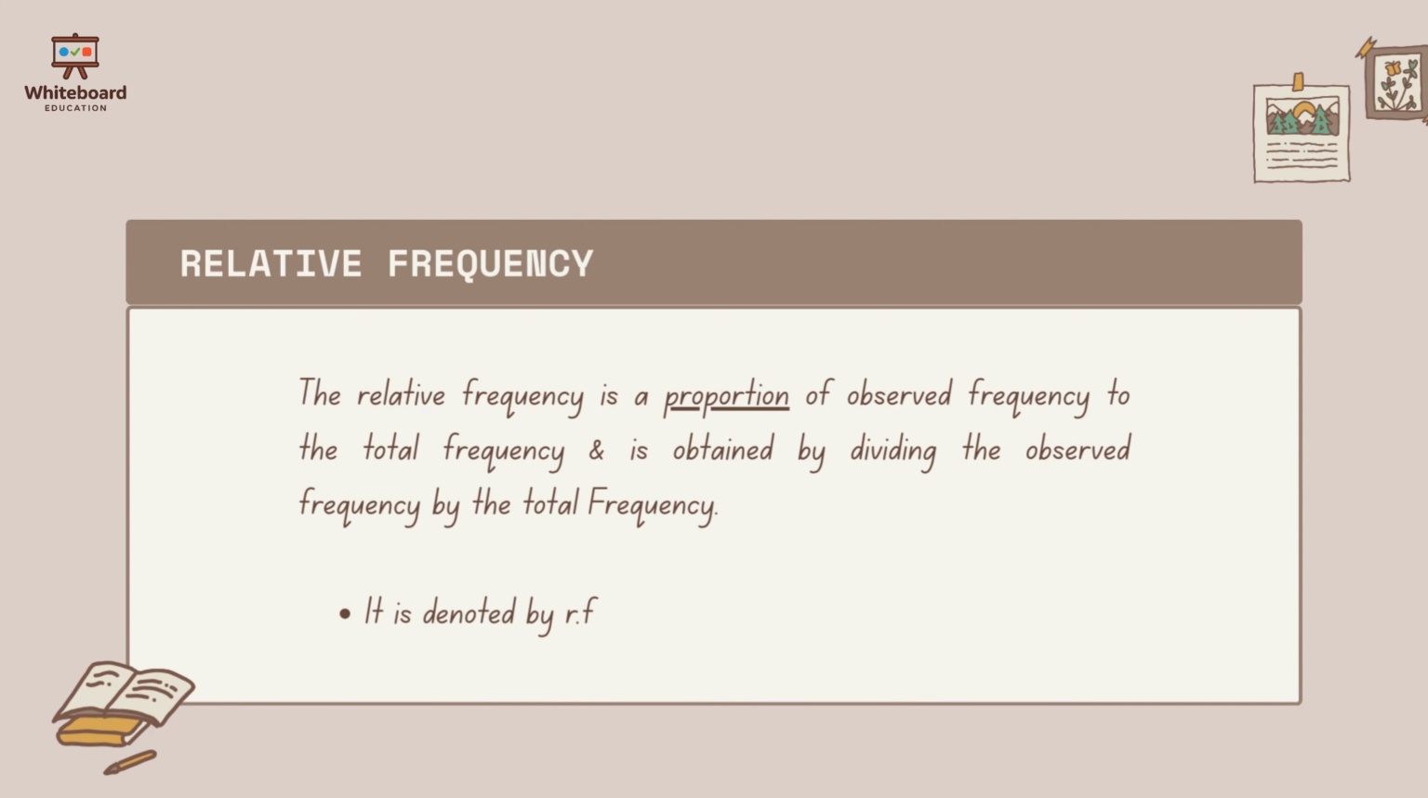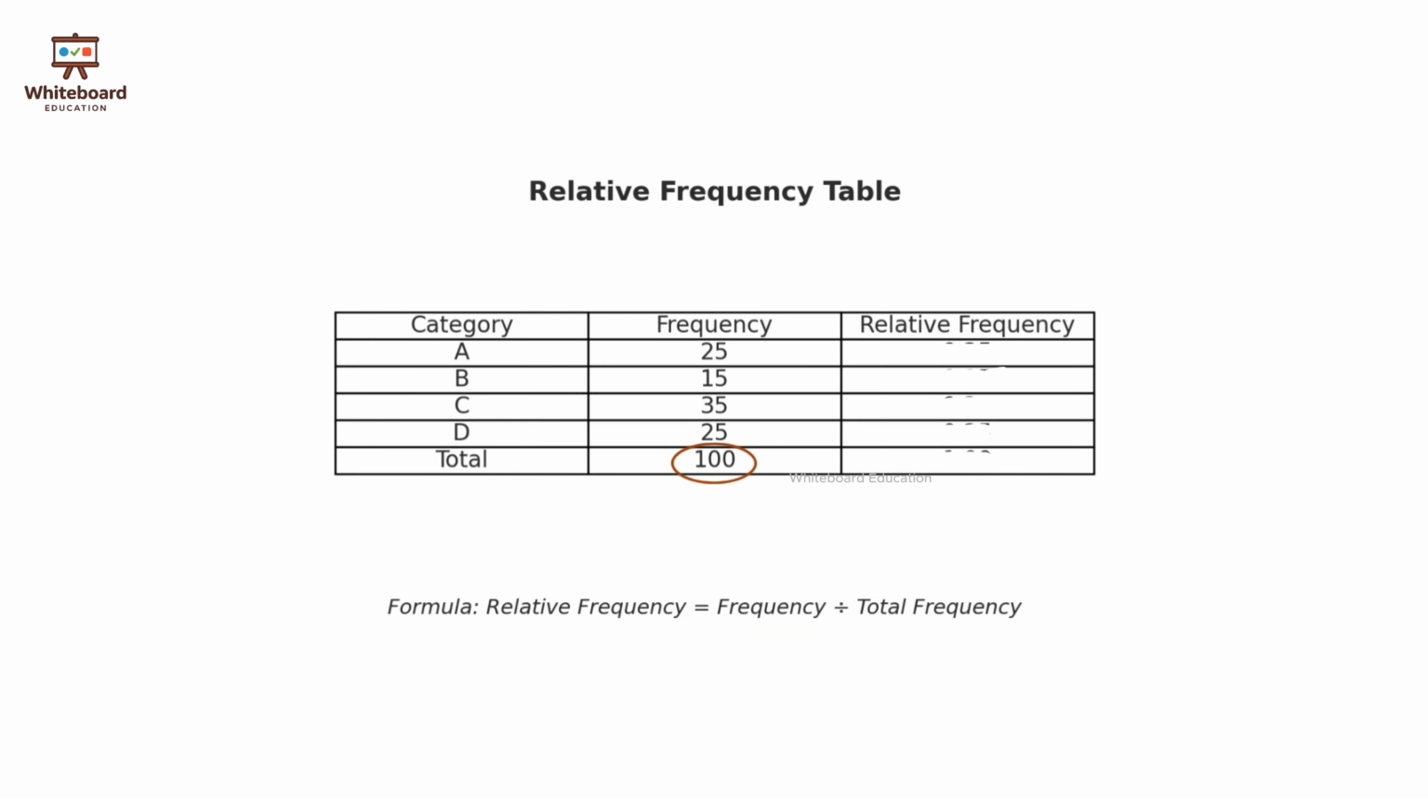The relative frequency is a proportion of observed frequency to the total frequency, or is obtained by dividing the observed frequency by the total frequency. It is denoted by small r.f. Here we have a relative frequency table for better understanding.